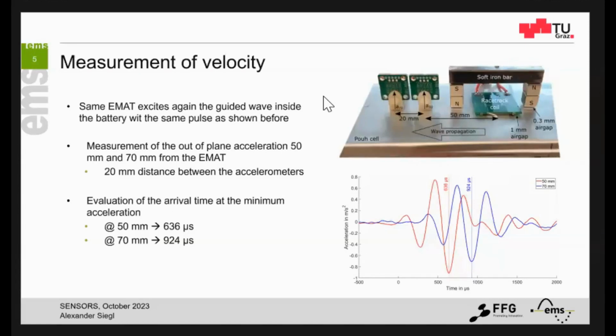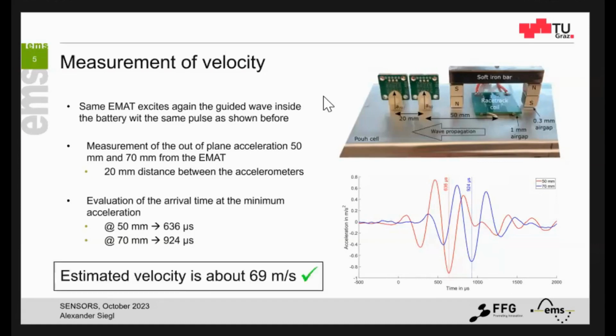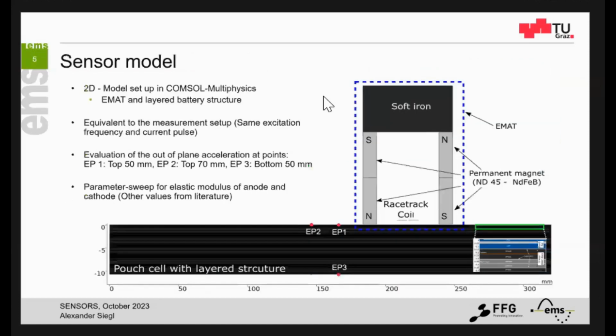And from these two time steps, we can estimate the velocity for our wave. And the estimated velocity for this A0 mode is about 70 meters per second. So with this in mind, we have now this antisymmetric property and also the estimated velocity. We can jump over to our sensor model itself. And the model is set up in COMSOL. It's a 2D model, and it actually includes the EMAT as a transmitter and the layered battery structure.